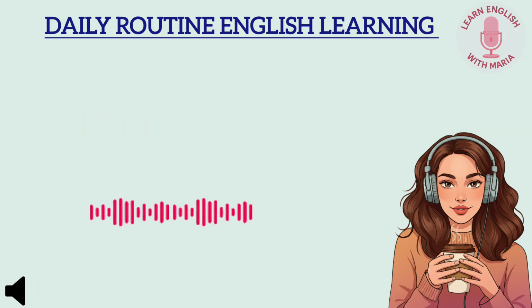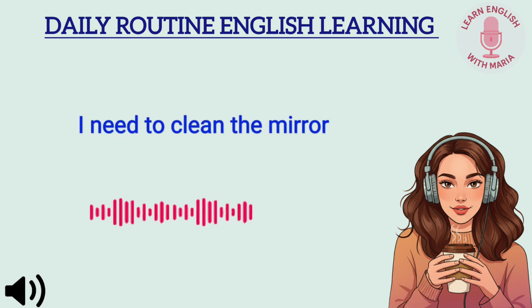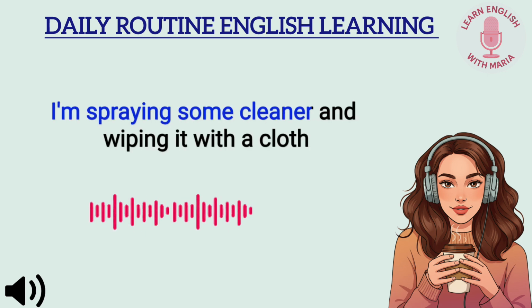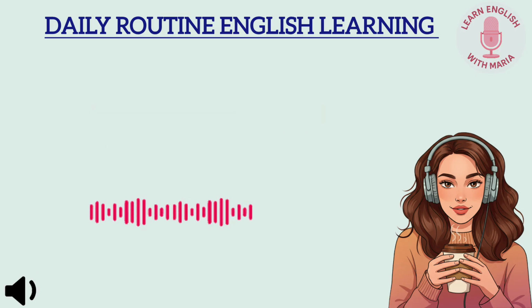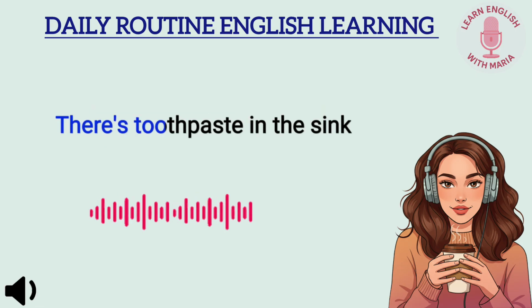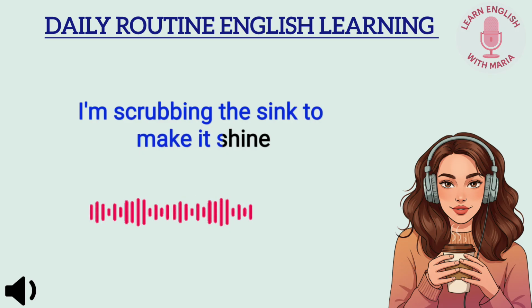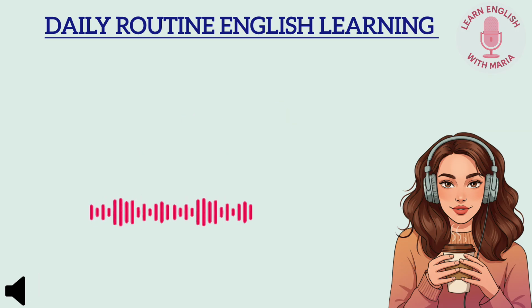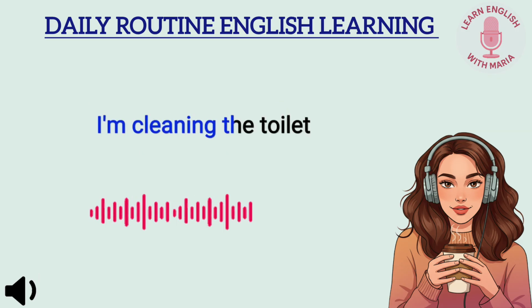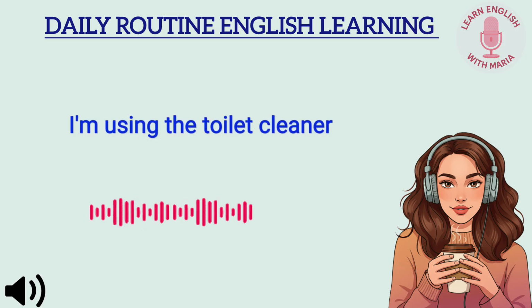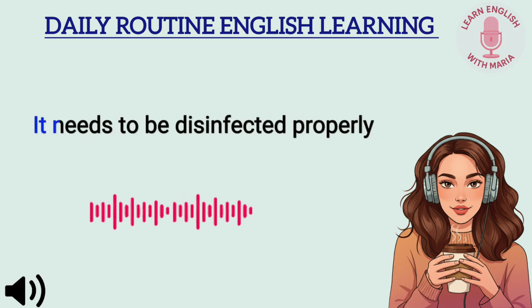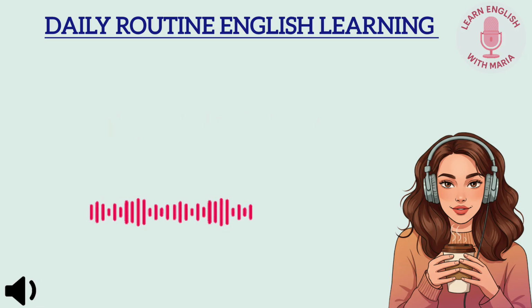First thing you notice? The mirror is dirty. I need to clean the mirror. I'm spraying some cleaner and wiping it with a cloth. Next, the sink area. There's toothpaste in the sink. I'm rinsing the sink with water. I'm scrubbing the sink to make it shine. Now the toilet. I'm cleaning the toilet. I'm using toilet cleaner and a brush. It needs to be disinfected properly.